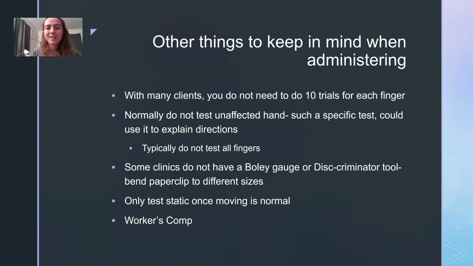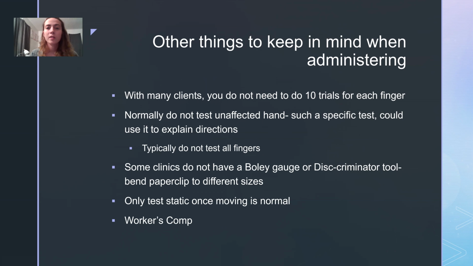Normally you don't test the unaffected hand just because this is such a specific test, but you could use it to explain the directions, as you'll see in the video of me with Alina. You typically don't test all the fingers. If you think about it with carpal tunnel syndrome, it really wouldn't make any sense to test the pinky. And you don't always have to start with a standardized distance. If you feel like they have better discrimination, you could start with a smaller distance. Some clinics don't have a bully gauge or a discriminator tool. They actually have paper clips bent to different sizes. So this is just something to know if you run into this someday. You only test static once the moving is normal.